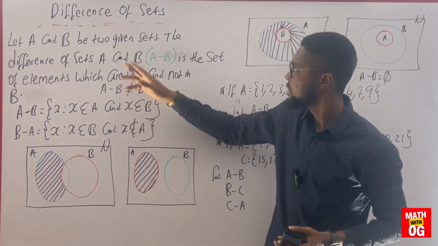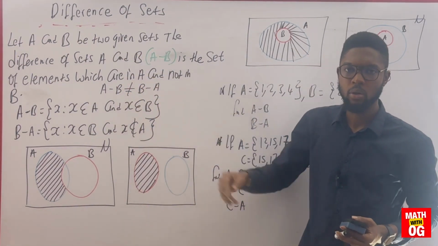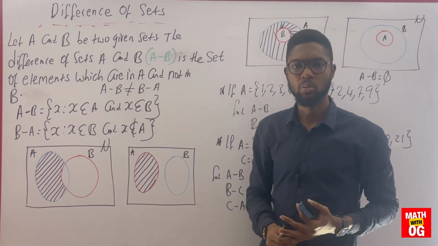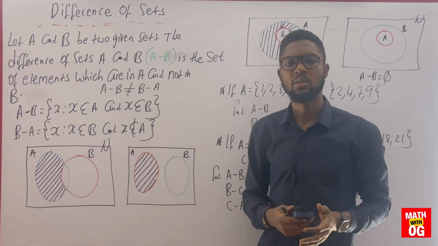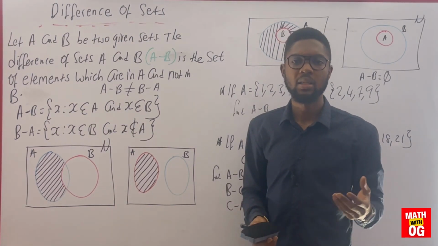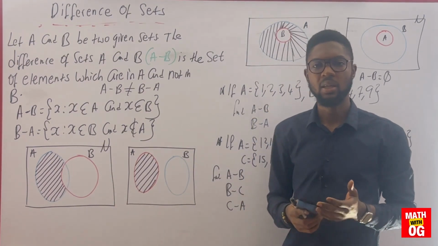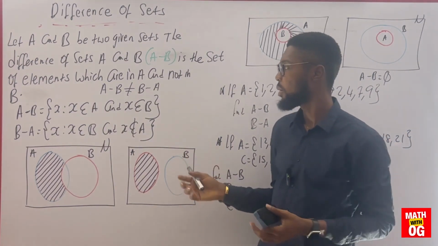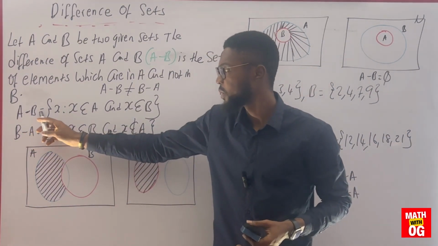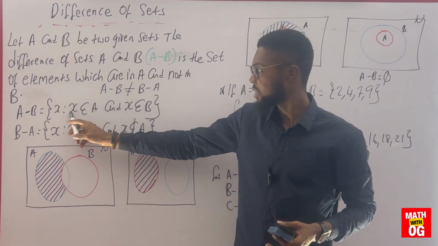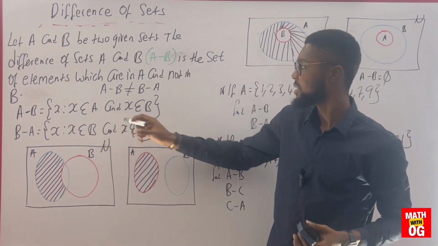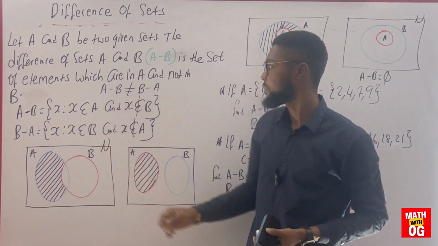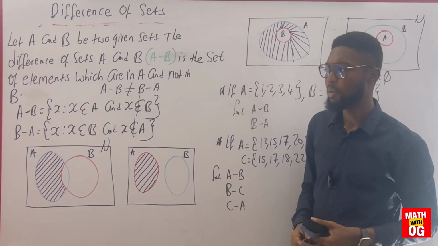So I can say difference of sets is not commutative, unlike union of sets and intersection of sets. Union of sets is commutative, meaning A union B is equal to B union A, and intersection is also commutative, meaning A intersect B is equal to B intersect A. Using the rule method, A difference B is equal to {x : x is an element of A and x is not an element of B}.